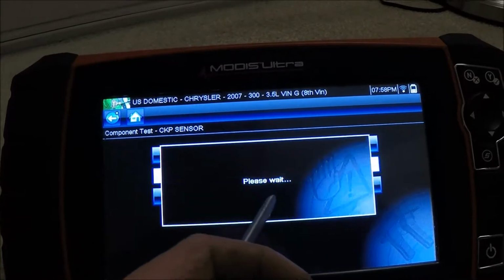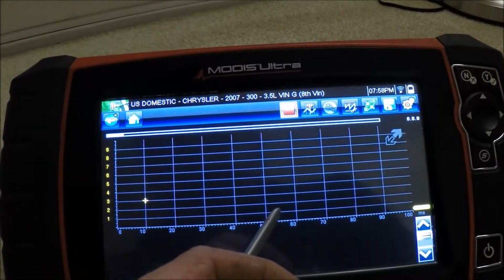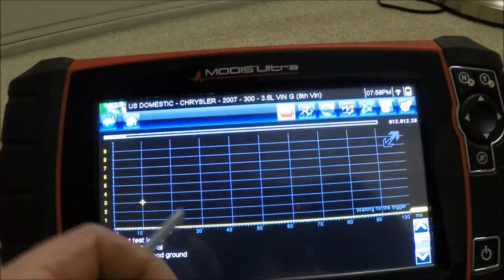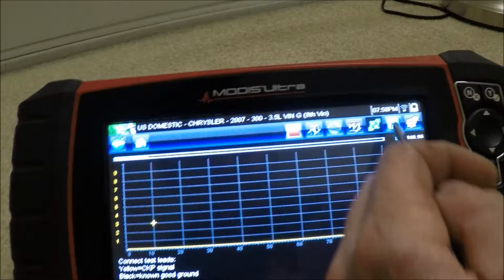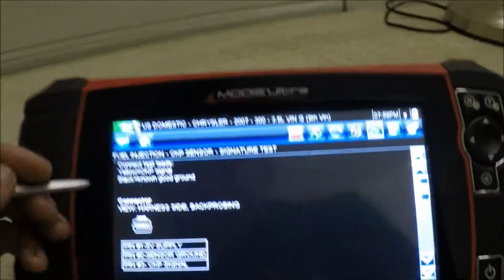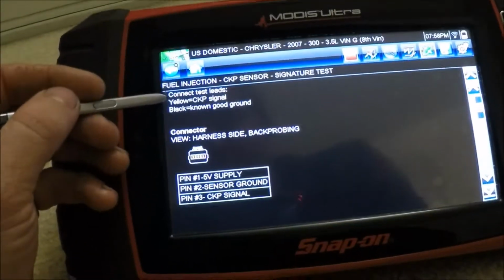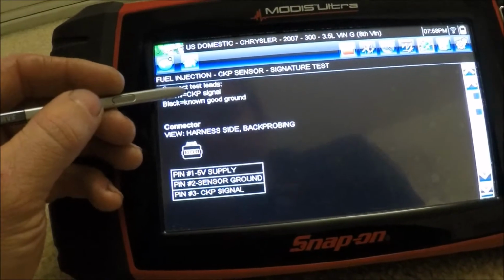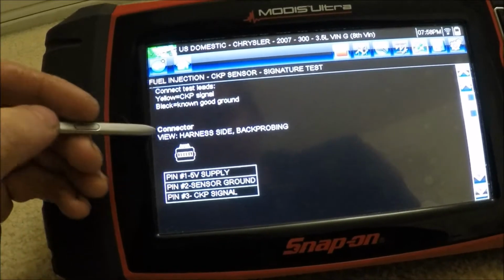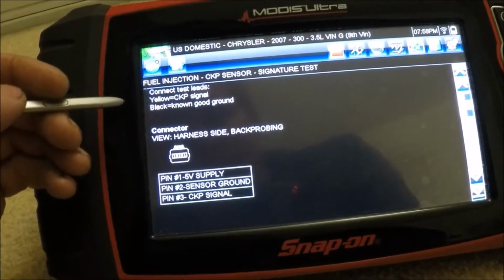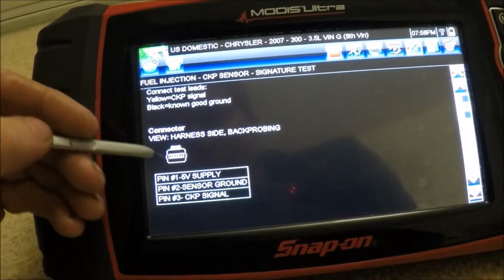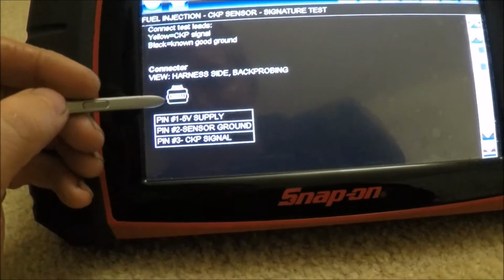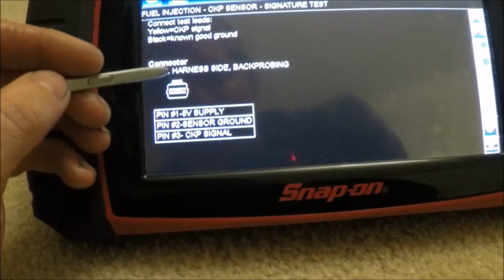Let's look at the crank sensor, and you go to signature test, and it's going to fire up the lab scope like this, but you want to look at the data that it offers before you start looking at this. You click there, and it tells you you're going to hook the yellow cable of your lab scope to the crank sensor signal wire, and the black you can just clip to the ground, whether it be the battery or an earth ground on the side of the engine, something like that.